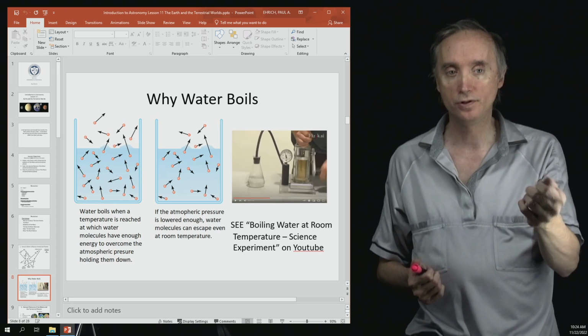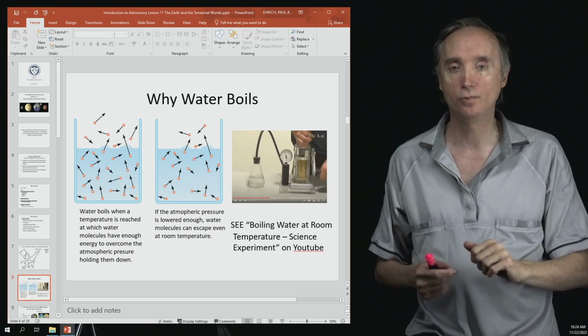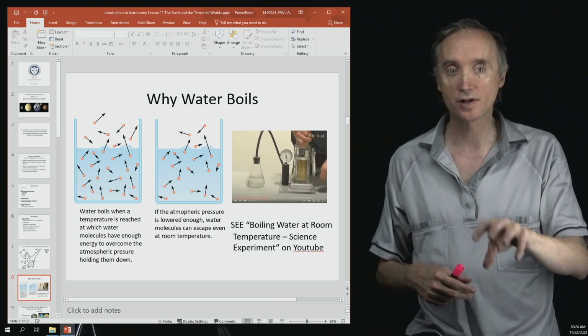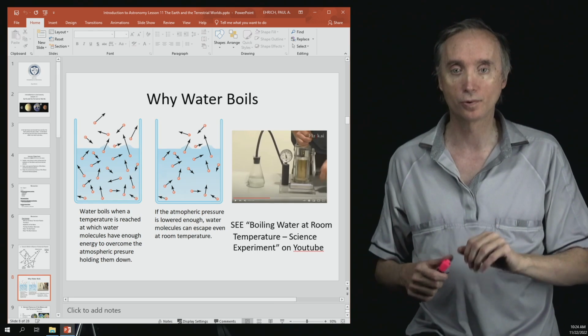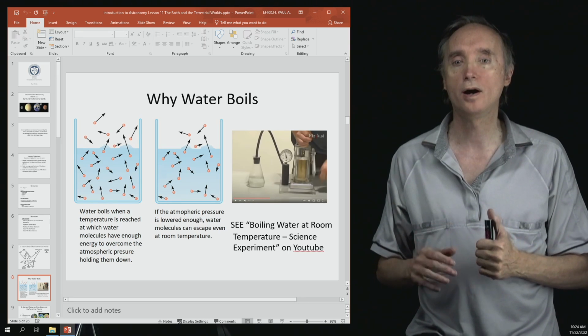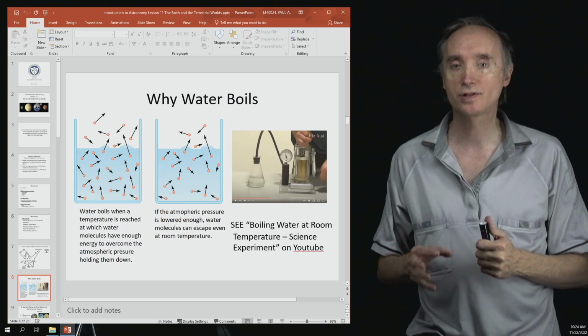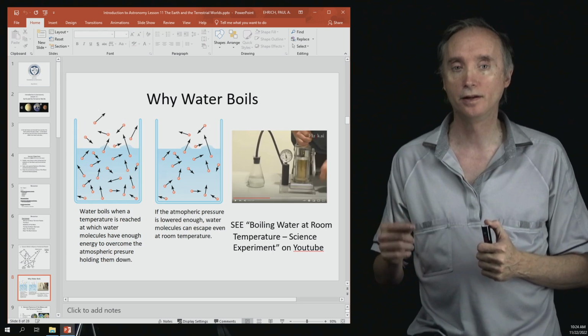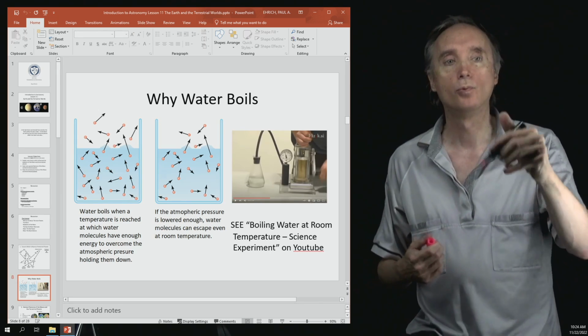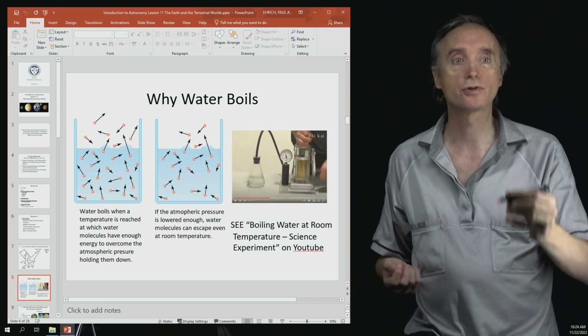And if you were to reduce the temperature, eventually it would freeze. It would go from liquid water to solid water, which is ice. But we're not concerned with the ice. We're really just concerned about why water changes state from a liquid to a gas. And one of the reasons is temperature.